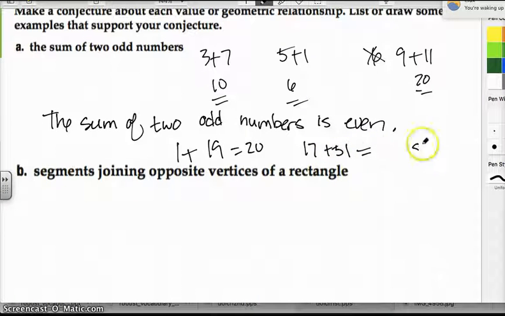7 plus 1 is 8, 5 plus 1 is 6. So that's basically what we're doing. So let's look at this.